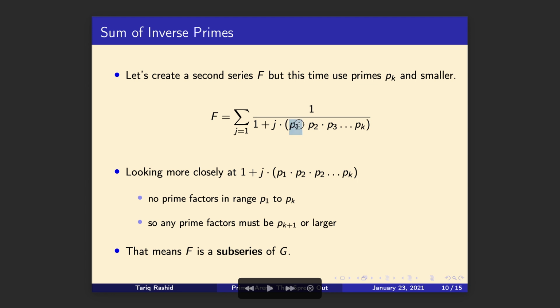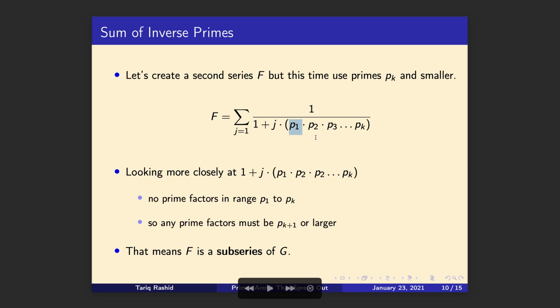So these primes go from 1 to k and not any larger. And if we look at this kind of denominator here more closely, we notice that because it's 1 plus those primes multiplied by some number, there aren't any prime factors in the range P1 to Pk because they don't divide that 1.